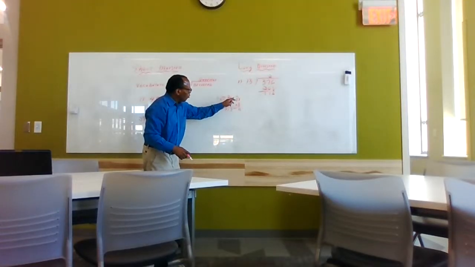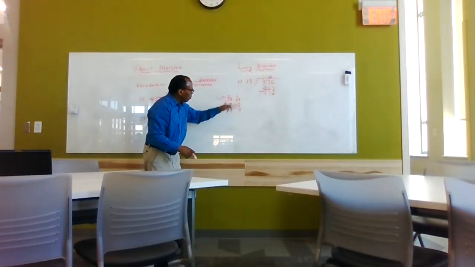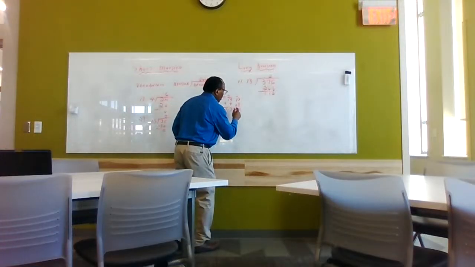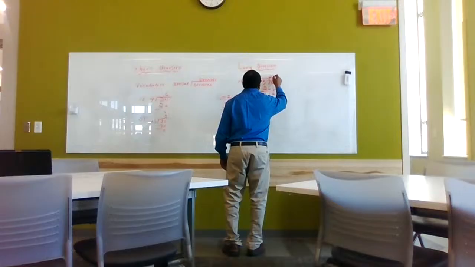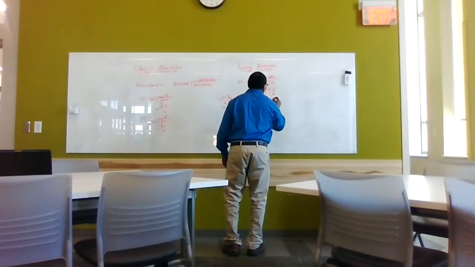8 times 3 is 24. I'm going to write 4 right here, carry my 2 right here. 8 times 1 is 8, and then plus 2 is what? 10. So 8 will be our number right here. Put it right here. 8 times 13 is 104.